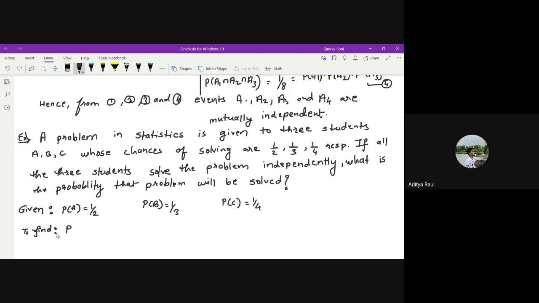A intersection B intersection C. So it is A union B union C. Because when you take A intersection B intersection C, it will mean that all three of them will solve the problem. But the question is, it has to be solved. It can be solved by anyone, either A, either B, or either C. So the probability to be found is A union B union C.